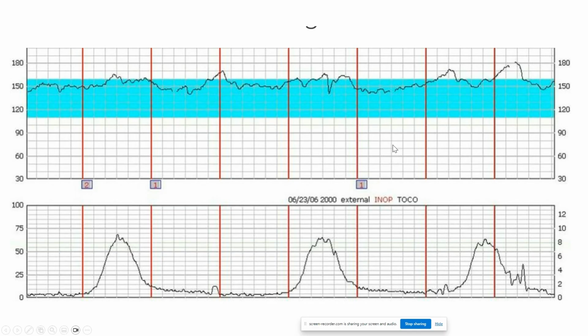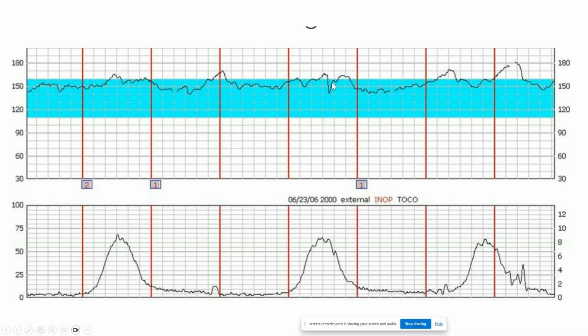All right. So we see here, we saw this strip a little bit earlier. We see here that we have a lot of accelerations. And even when the mom is having a contraction, our baby is thriving. Our baby is doing well. There's no decelerations. Another contraction here, and our baby is doing well.